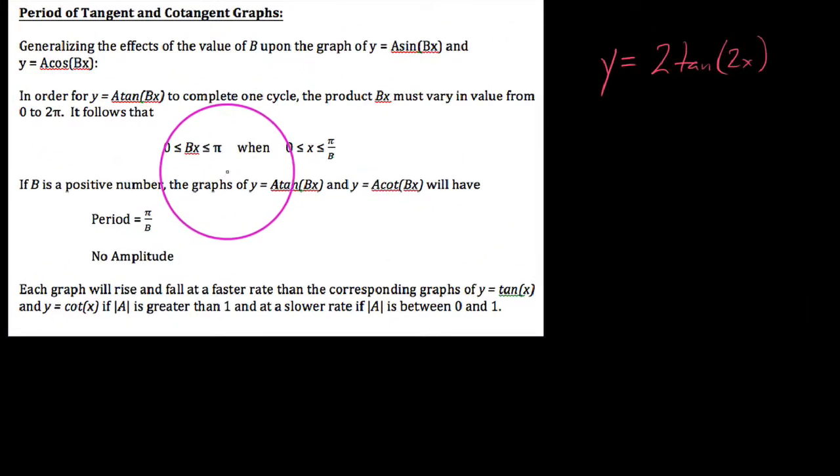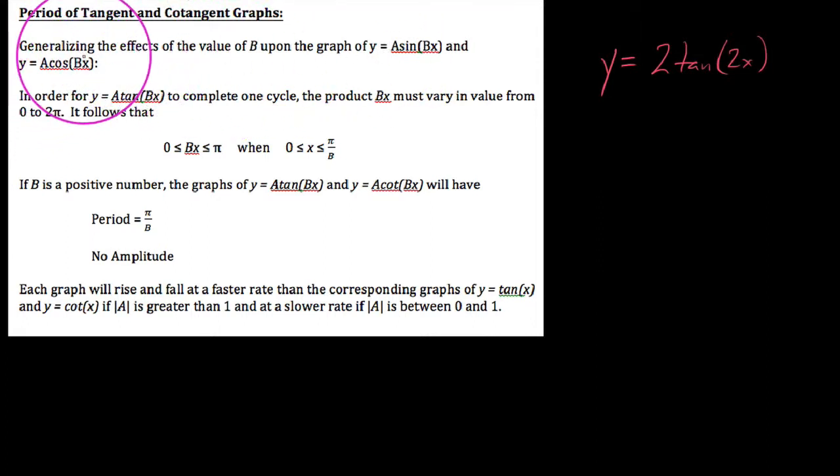This is my fifth video on my module on sketching trig functions. In this video we're going to focus on the graphs of y equals a tangent bx and a tangent or a cotangent bx, but it's a little bit different than what you see with sine and cosine.